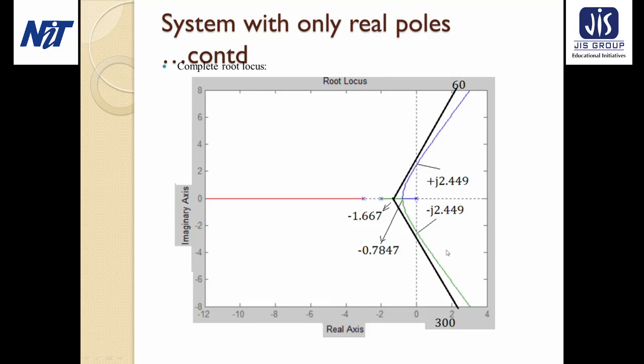So this is the complete root locus, which has three branches. One terminates at infinity through the 180 degree line, and the other two branches terminate at infinity by following the asymptotic angles.